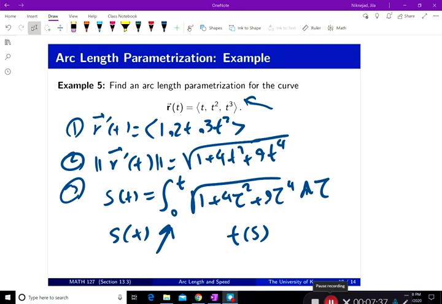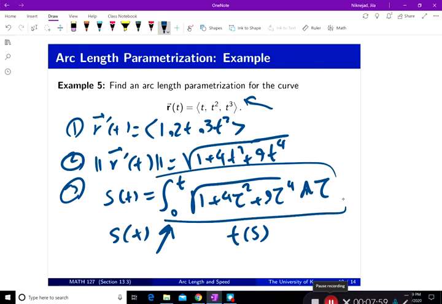So again, because s of t is increasing, s of t is going to be 1 to 1, therefore the inverse exists, and so the inverse is going to be t as a function of s. And one other important thing is that s of t always exists. s of t, by the fundamental theorem of calculus, always exists, and that's how we know there is an arc-length parametrization for every smooth curve.